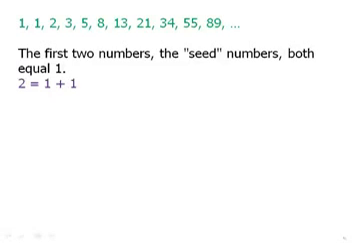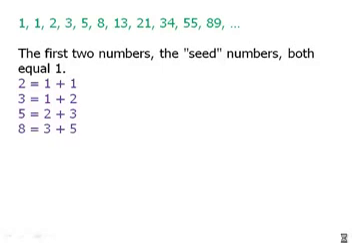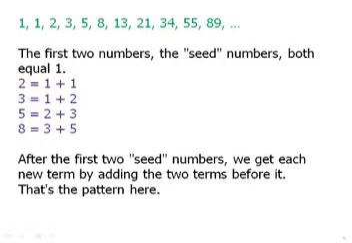Then we get the 2 just from adding those two 1s. We get the 3 by adding the 1 and the 2 before it. Then we get the 5 by adding the 2 and the 3 before it. Then we get the 8 by adding the 3 and the 5 before it. After the first two seed numbers, we get each term by adding the two terms before it. That's the pattern here.